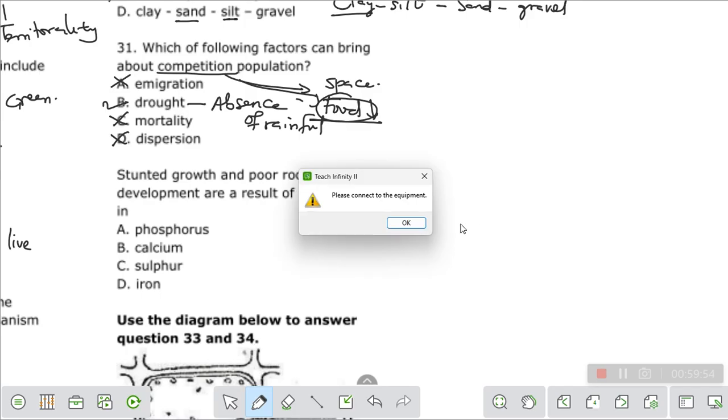But when you're talking of stunted growth now, is it phosphorus? Is it calcium? Is it sulfur? Is it iron? So the answer is what? Phosphorus. So phosphorus is actually responsible for things like that. It is vital for energy transfer within plants. And the deficiency is going to lead to shortened growth, a shortened root system, and it's also going to hinder nutrient uptake.